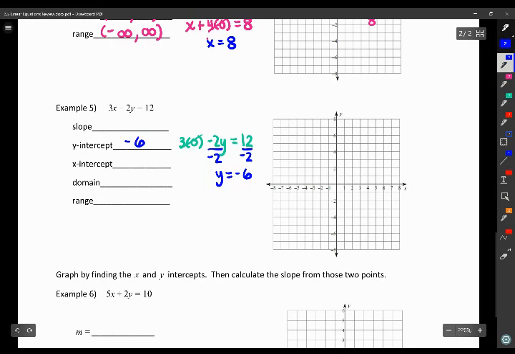That's my y-intercept. If I'm solving for my x-intercept, I'm going to go 3x, and instead of solving for y, I'm putting 0 in for y, equals 12. And again, notice how that term goes away. So we divide both sides by 3, and so we get x is equal to 4. Again, both of those come out as nice numbers, so I can just put a dot at -6 on the y-axis and a dot at +4 on my x-axis, and then I'm just going to connect those lines.